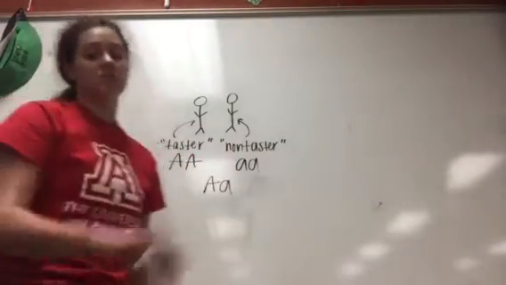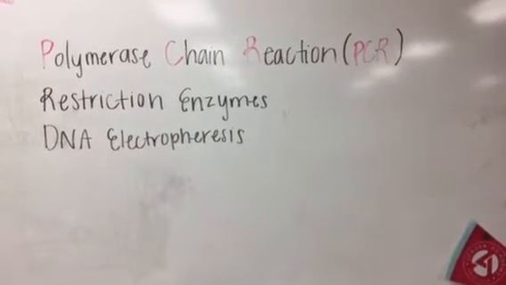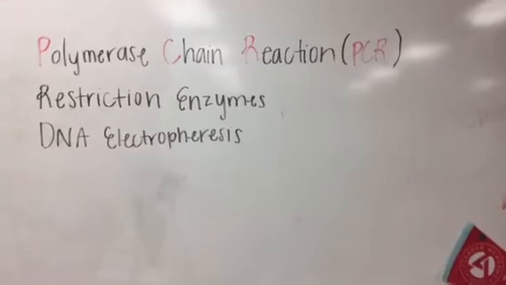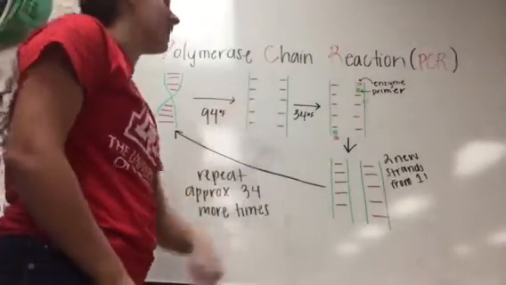There are 3 different components to this test. The 3 steps are as follows: polymerase chain reaction, restriction enzymes, and DNA electrophoresis. The first step in this is polymerase chain reaction.